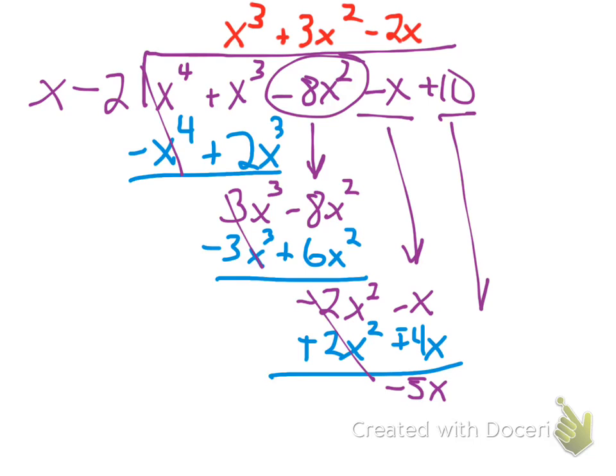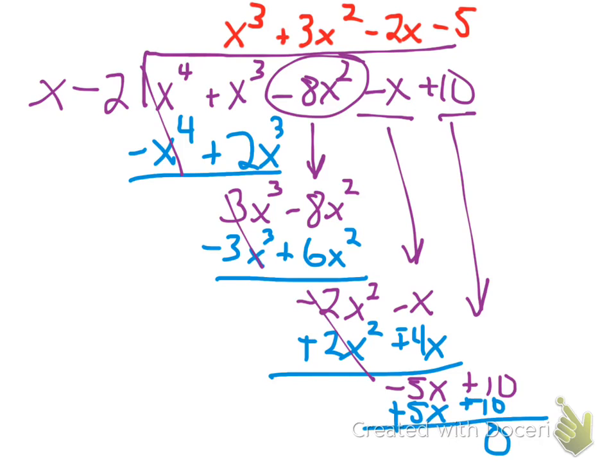Bring the 10 down, and again repeat the process. x goes into negative 5x, negative 5 times. I multiply the negative 5 times my divisor, and I end up getting negative 5x plus 10. Switch my signs and add them, and I get 0. Which means I do not have a remainder for this problem.